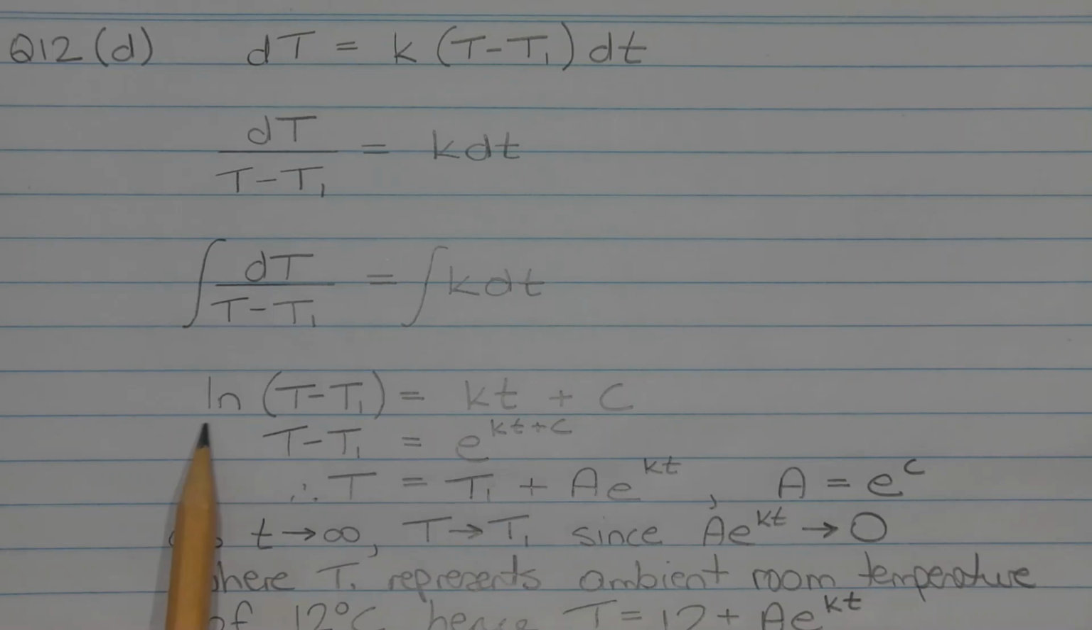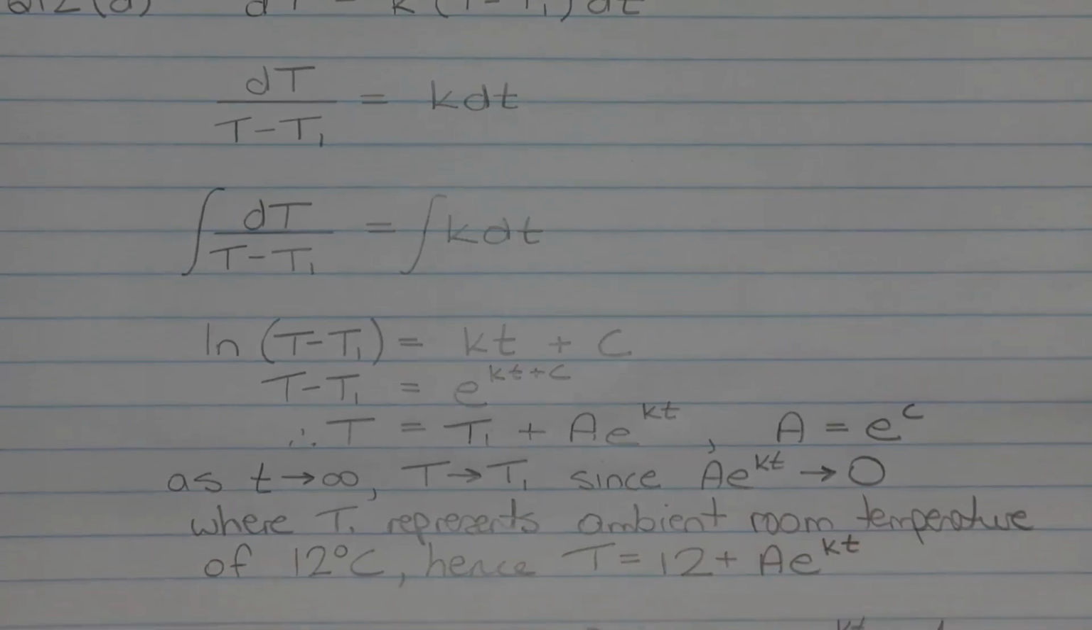Raising both sides of this equation to base e, we get T minus T1 is equal to e to the power of kt plus c. Adding T1 to both sides to make T the subject, we get T is equal to T1 plus A e to the power of kt, where A is equal to e to the power of c. Now as t approaches infinity, T approaches T1, since A e to the power of kt approaches 0.